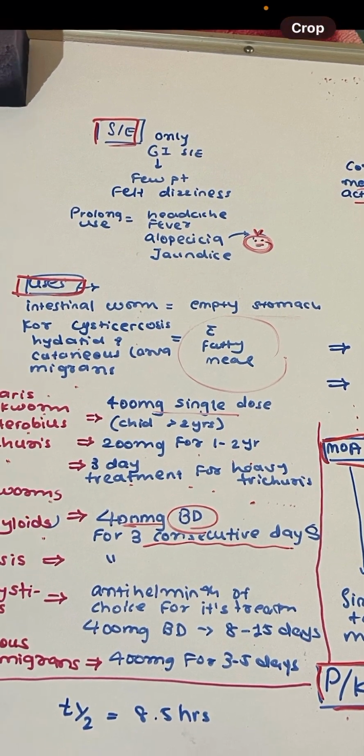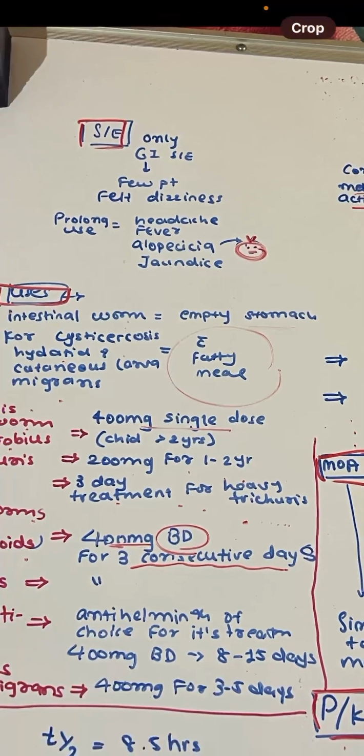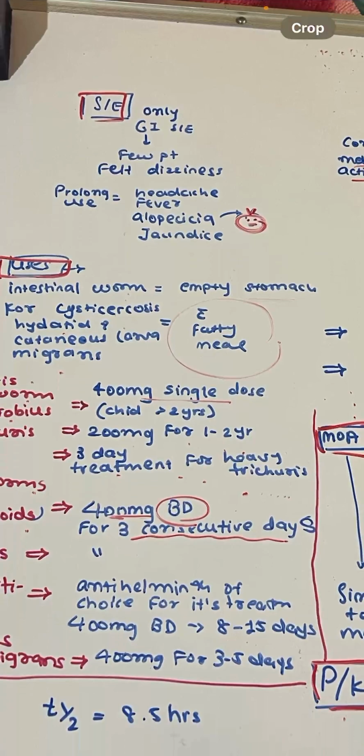Now side effects: there are only GI side effects such as nausea and gastric irritability. But a few patients have also felt dizziness. Prolonged use can cause headache, fever, alopecia, and jaundice.